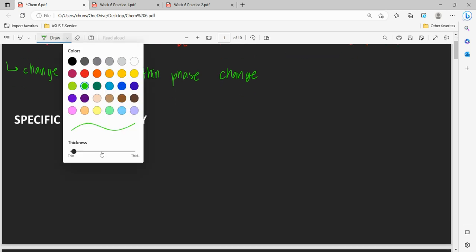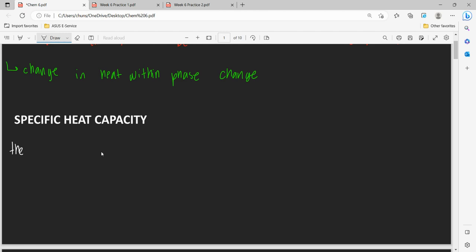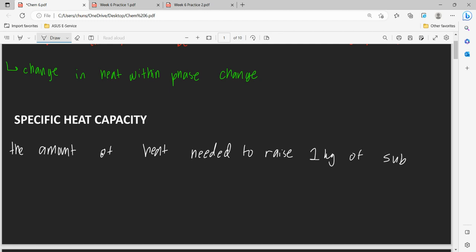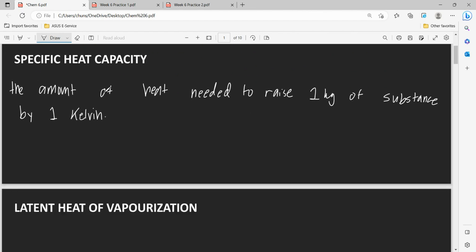Specific heat capacity is the amount of heat needed to raise 1 kilogram of substance by 1 Kelvin. Okay, so those are some basic properties about energy and how they affect liquids.